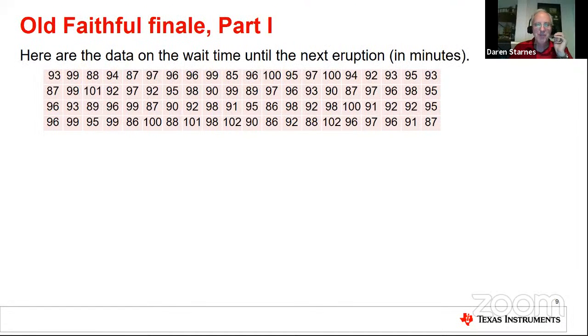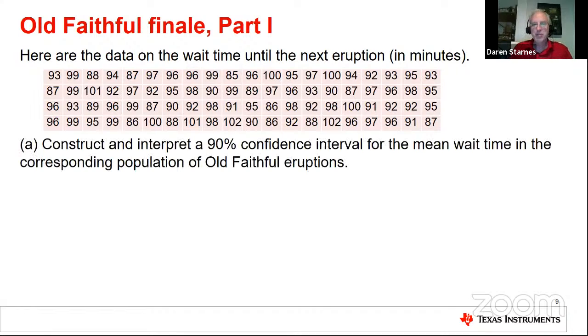So I appreciate that. So here were the data on wait times until the next eruption from that random sample of 80 eruptions. And the problem we're going to tackle is to construct and interpret a 90% confidence interval for the mean wait time in the corresponding population of Old Faithful eruptions. So I'll do a little bit of AP stats type setup, thinking that the AP exam is going to come upon us pretty soon.